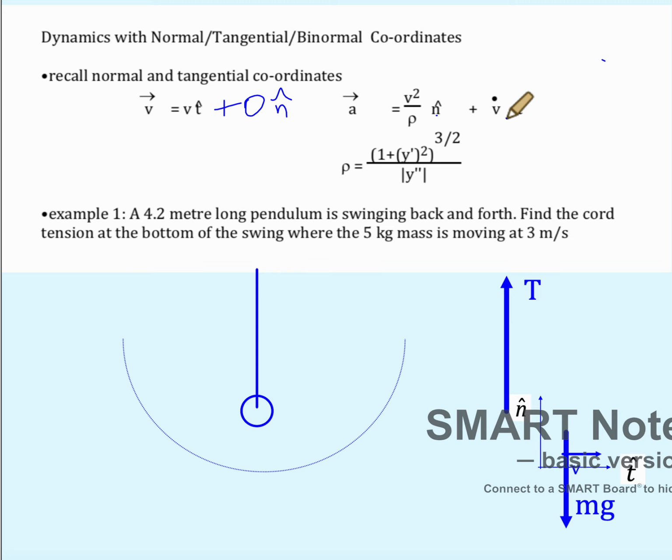It's simply r for the circle. But if we have a different function, say y equals x squared, then you would calculate the radius of curvature using this relationship here, as previously derived. Let's do a few simple problems in NTB coordinates.